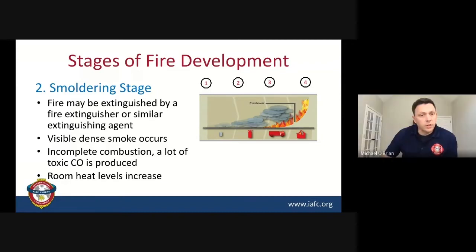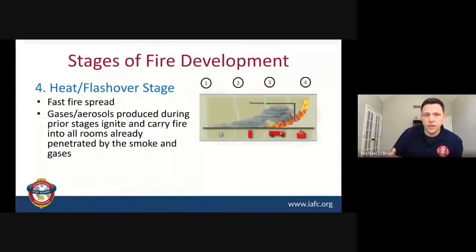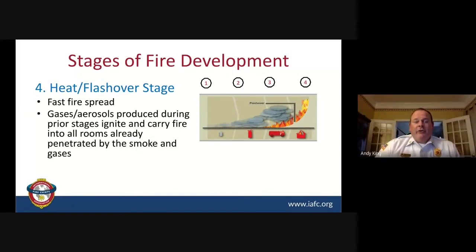And I think many of us on the fire service side know that as we get more advanced fire, we're going to start to see that heat level increase, which really then takes us into typically that flaming stage, that fully developed stage. We see a lot of flame. Combustion is relatively complete. And so we start to see adjacent things catching on fire as we get into typically that fourth stage, that heat flashover stage. Definitely the most dangerous stage. It's really the point of no return.